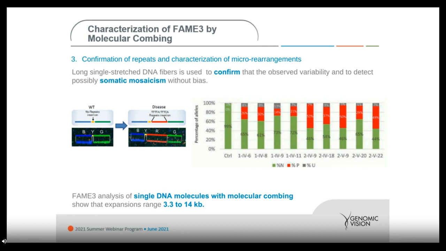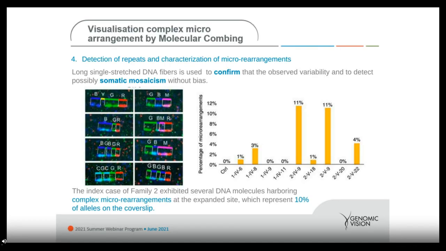Again, the FAME3 analysis of single DNA molecules with molecular combing shows that the expansions can range from 3.3 kb up to 14 kb. And this is the strength of our GMC and the use of molecular combing together. In addition to having precise measurements of the repeat expansions that are causing the disease, again, we could look at complex genomic variability that is happening within the patients and leads to somatic mosaicism.